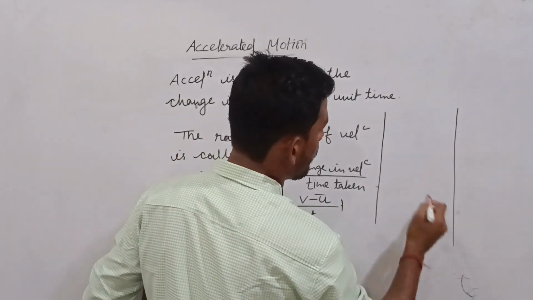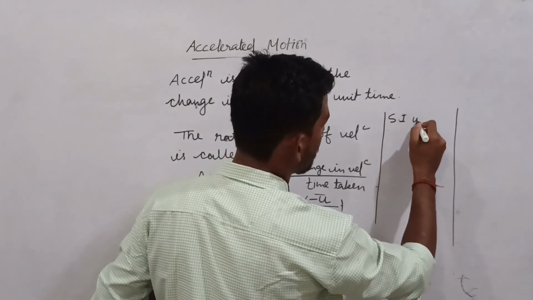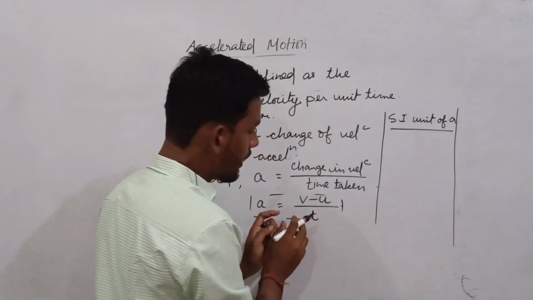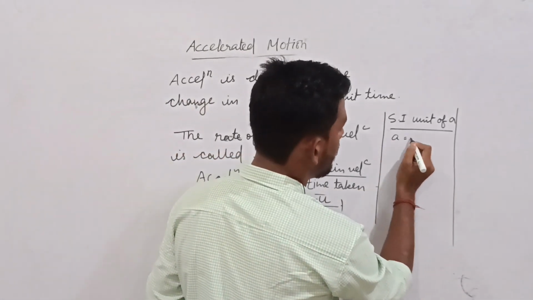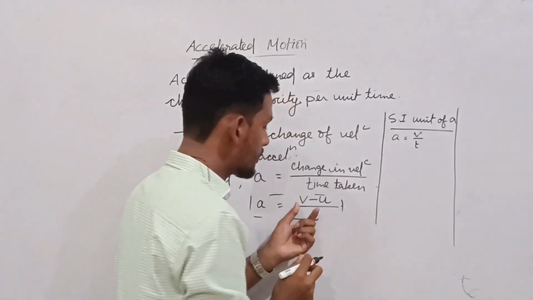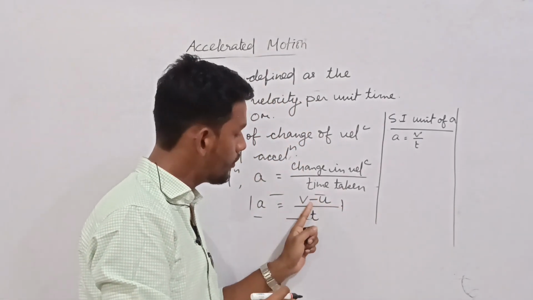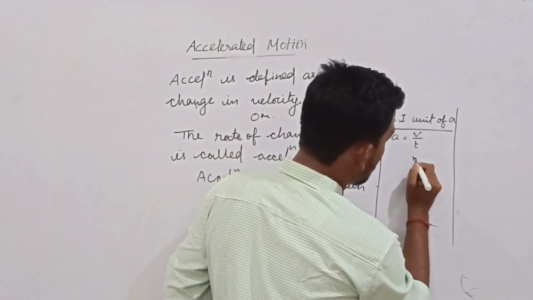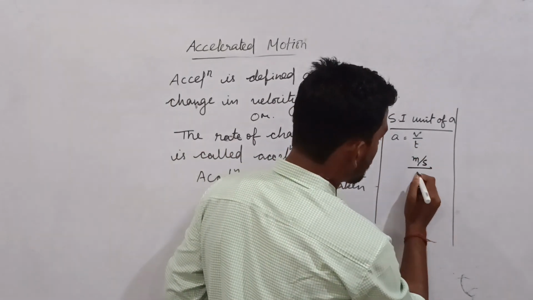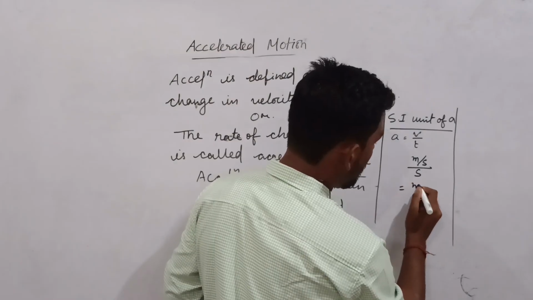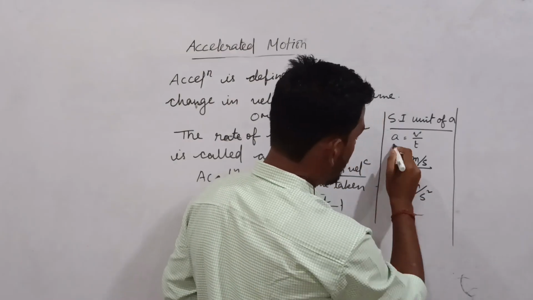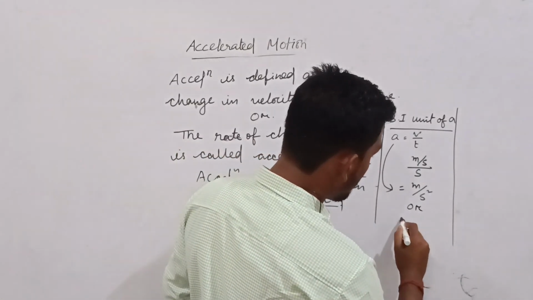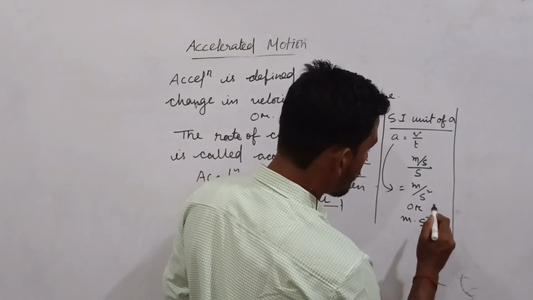What is the SI unit? SI unit of acceleration. Acceleration is velocity by time. The unit of velocity is meter per second. The unit of time is second. So it will be meter per second square. This is the SI unit of acceleration. Or you can also write it in this way, meter into second inverse 2.